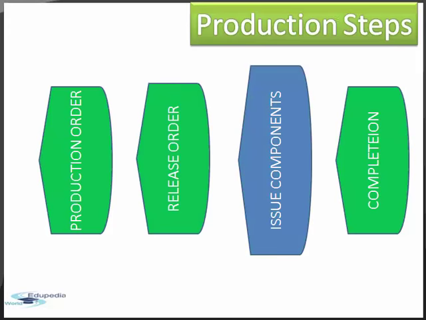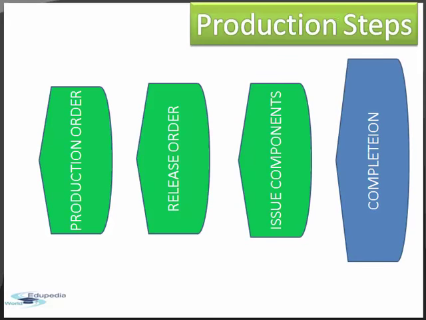The third step is to issue components. Here the components can be issued when they are used or are required, or can be set as backflush so that they are automatically issued at the end of the production. If you are using perpetual inventory, a journal entry is automatically posted when the components are issued to the production order.